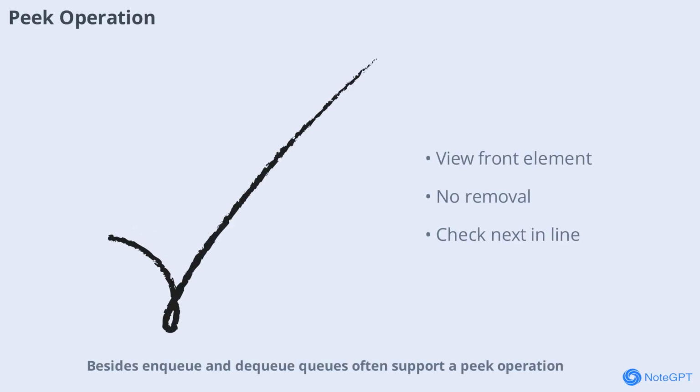Besides enqueue and dequeue, queues often support a peek operation. Peek lets you look at the element at the front of the queue without removing it. This is useful when you need to know what's next to be processed, but you're not ready to remove it yet. Peek helps in scenarios where you want to check the upcoming task or data without altering the queue's state.